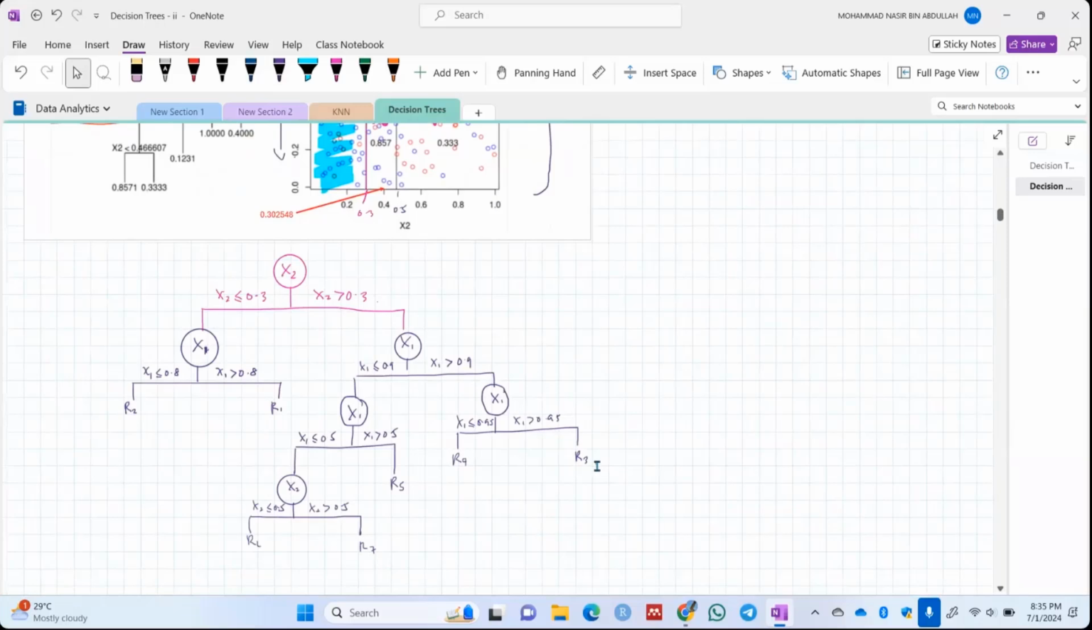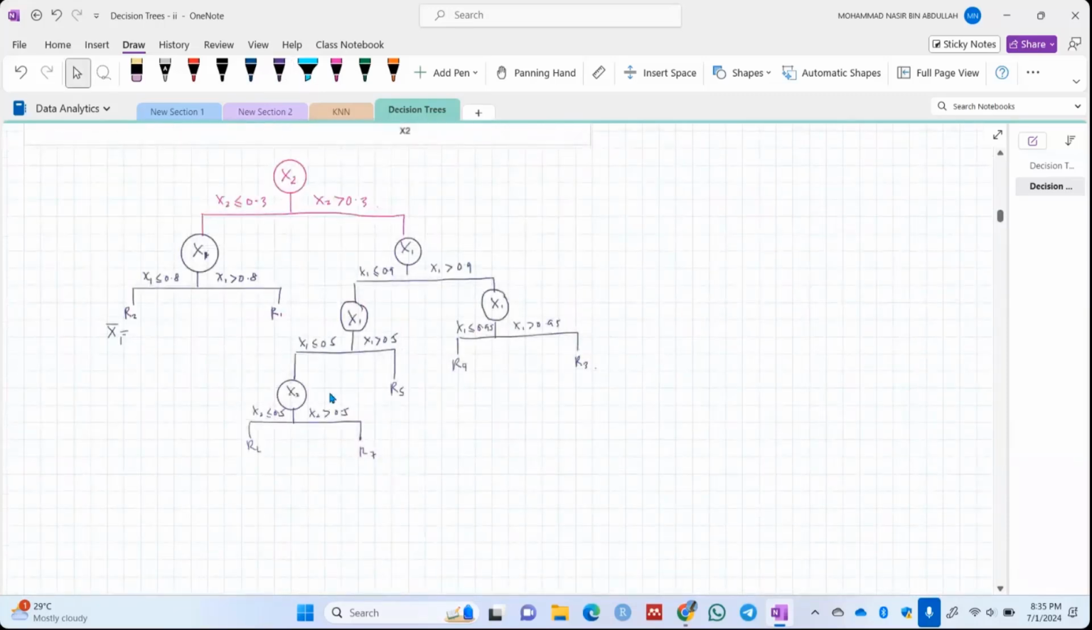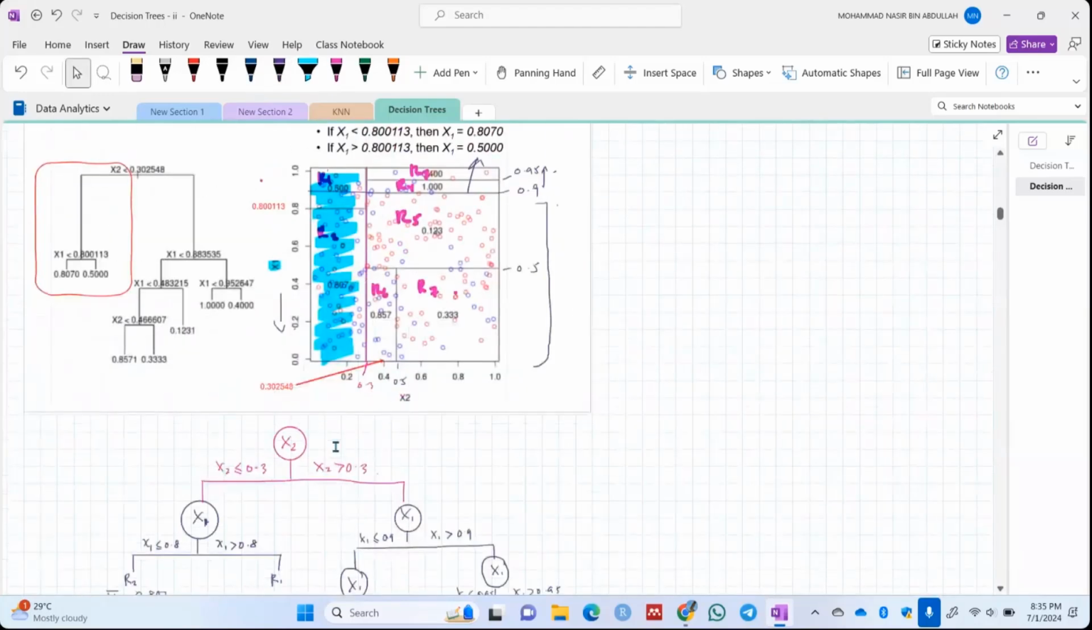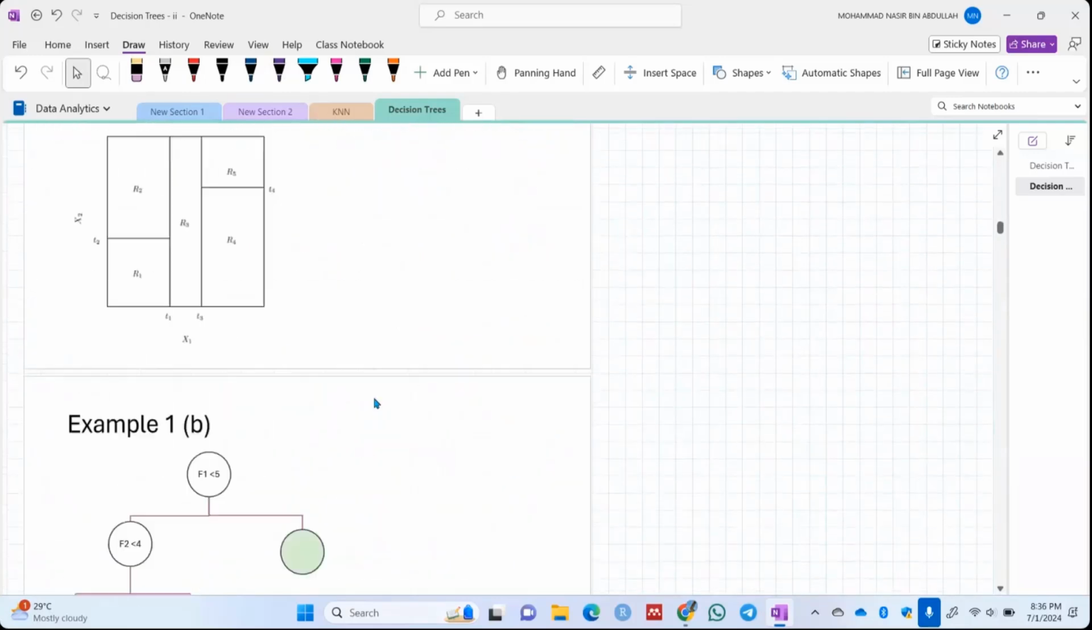So this is how we transform from partition space to decision tree. Now, of course, the end value will be the mean for each region. So for region number 1 and region number 2, the mean is 0.87, 0.827, and so on. You input the value of the mean inside the leaf node. Okay. Any questions so far? No? Clear, right?